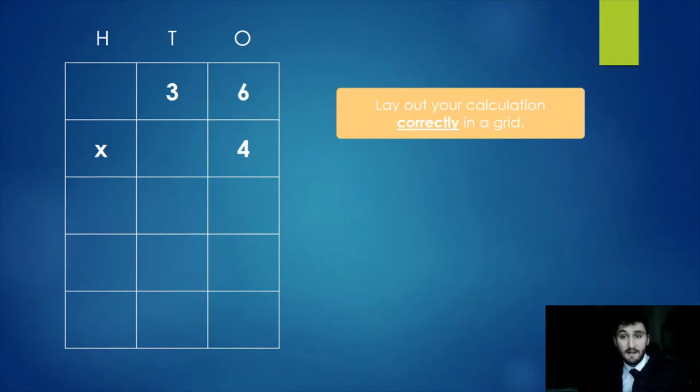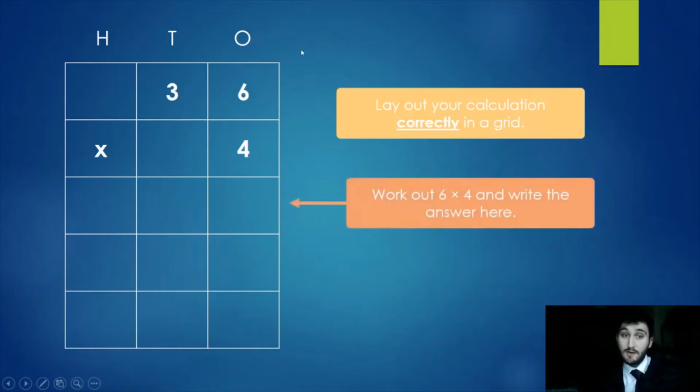So once you've laid out your calculation correctly, the first step that we're going to do, again, I always said that we're going to start on this right-hand side. So you're going to work out the ones. So it's 6 multiplied by 4. That's my first step, and this is on this line here. I'm going to work out 6 multiplied by 4. So instantly from my TT Rockstars, I know that 6 multiplied by 4 is 24.